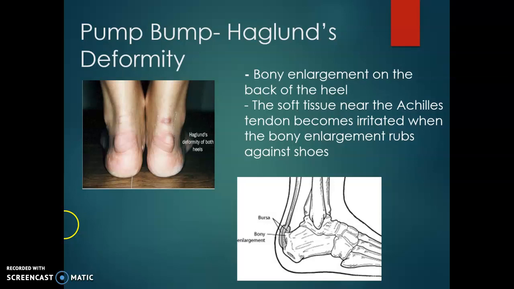As you guys can see, it's right where the back of your shoe would hit. This normally happens from people wearing the wrong shape or type of shoe, like a high heel or a really narrow tight shoe, or if it's too small. And this is where the soft tissue right near the Achilles tendon is going to become really irritated because the tendon is rubbing against the shoe. And then the picture on the bottom right, you can actually see the bony enlargement. It's that little spike coming out of the calcaneus bone and how it's pushing on the tendon in the bursa and causing that bump.